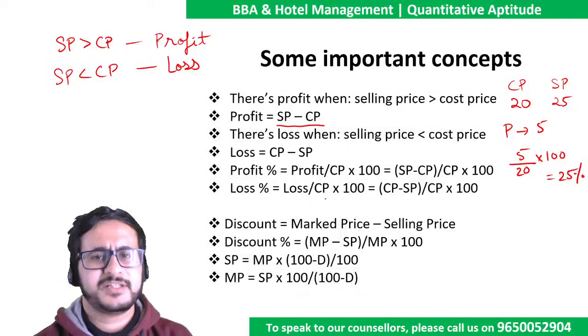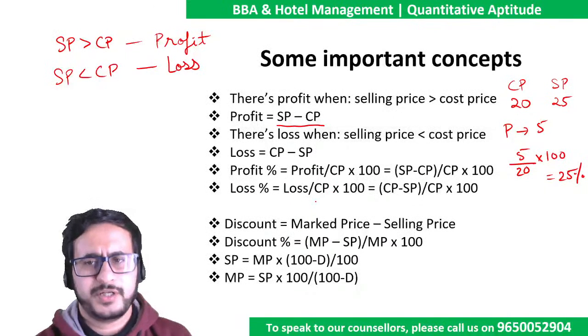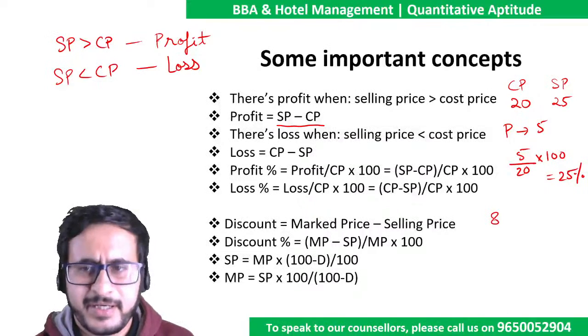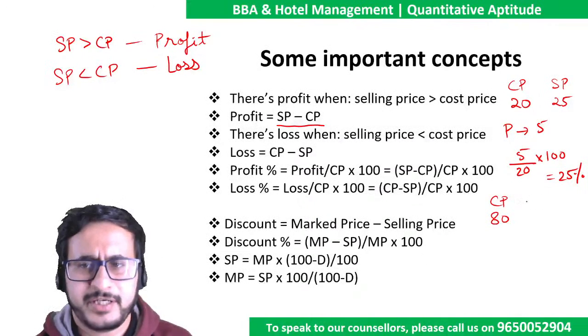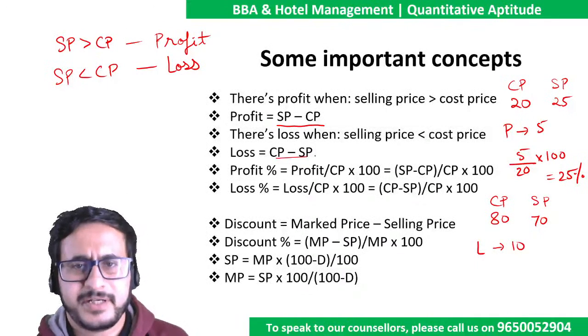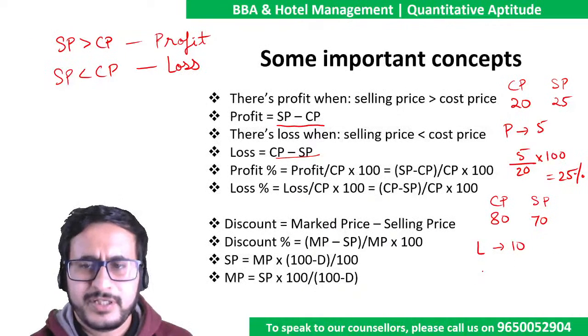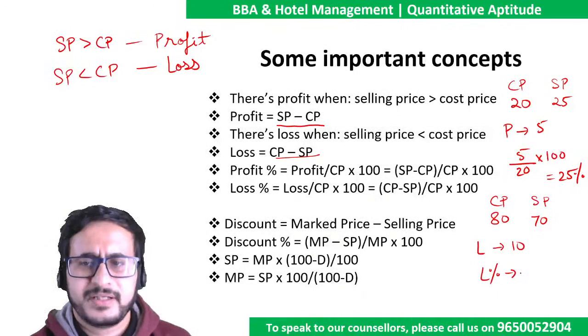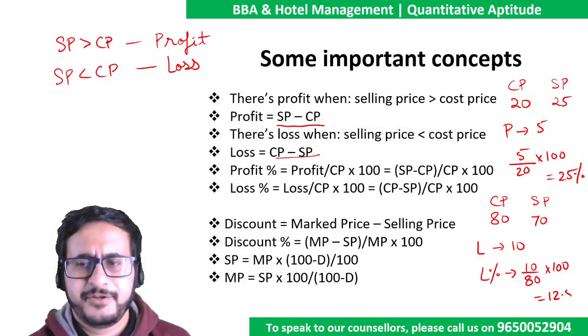Similarly, loss percent is loss upon cost price into 100. Suppose you purchased something for 80 rupees and then you sold it for 70 rupees. So you made a loss of 10 rupees, which is cost price minus selling price. And what is loss percent? 10 by 80 into 100. So that will come as 12.5%.